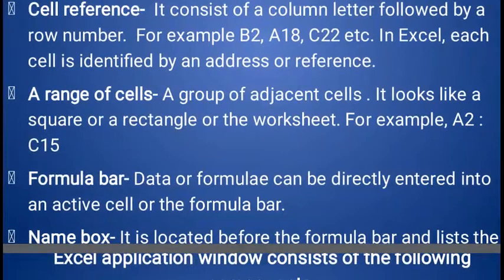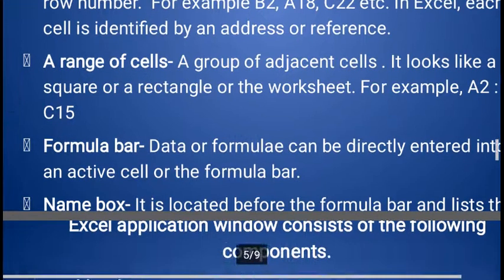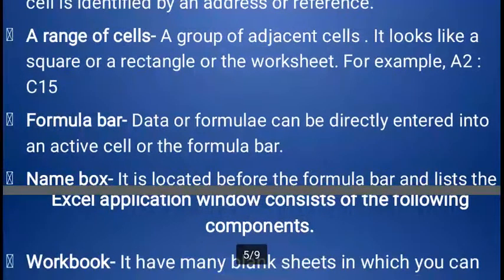Formula bar: data or a formula can be directly entered into the active cell or on the formula bar. When you want to perform some kind of calculation, arithmetic calculations or any kind of formula, we can use the formula bar. Name box: in the name box you can see the active cell reference. It is located before the formula bar.